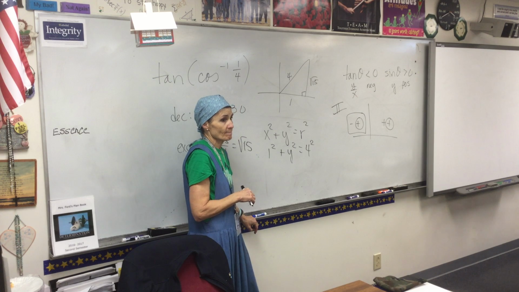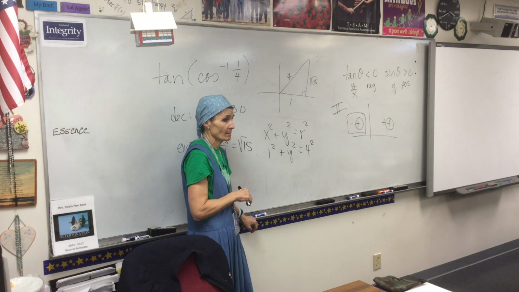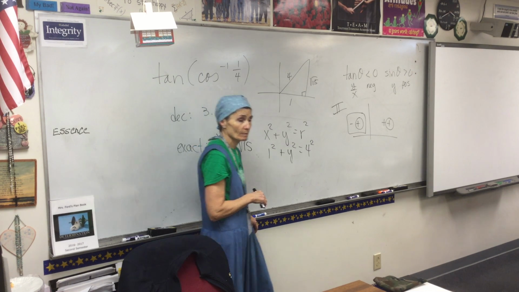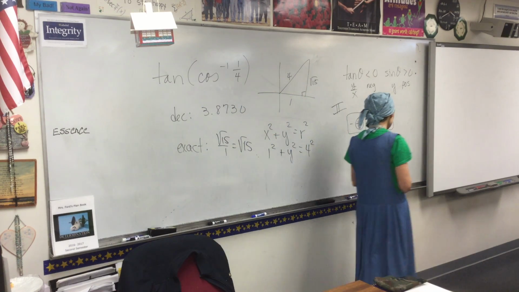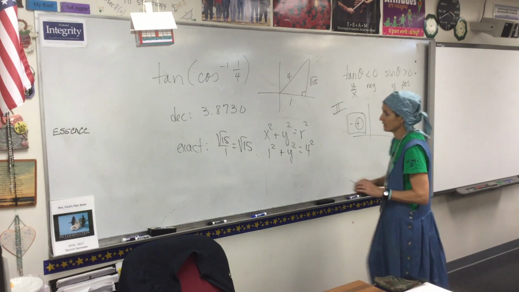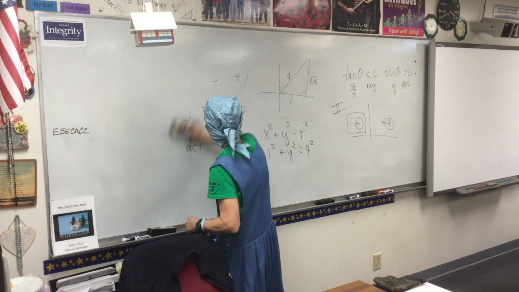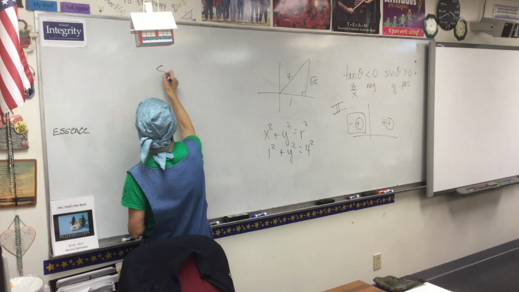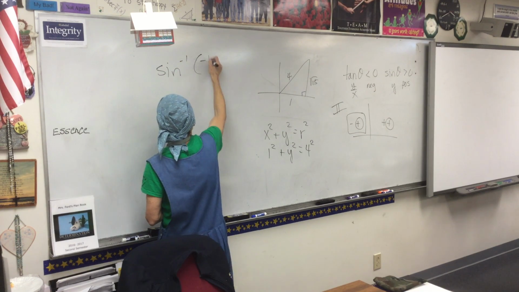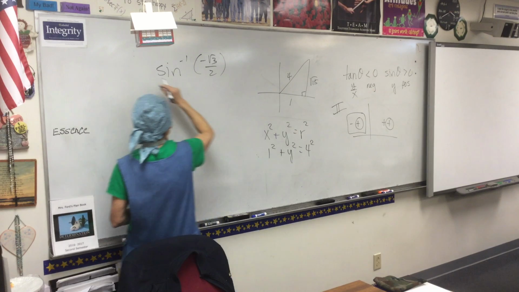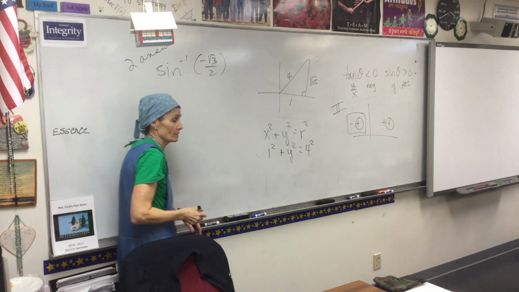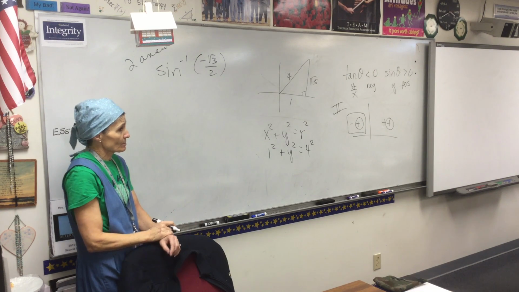All right, who else can think of something we need to talk about? Kia? Can we do cosine inverse of negative 1 over root 2? Yep. That means find the angle whose cosine is whatever, or tangent or sine or whatever. So let's say we are going to find the angle whose sine is negative root 3 over 2. Now next to this problem it will say 2 answers. This problem has 2 answers.